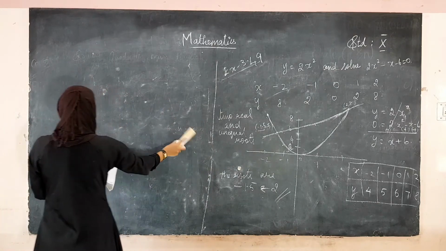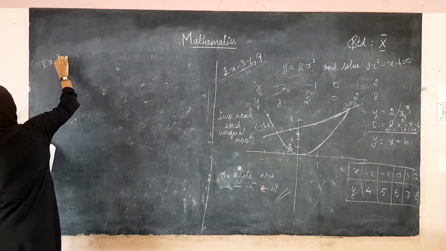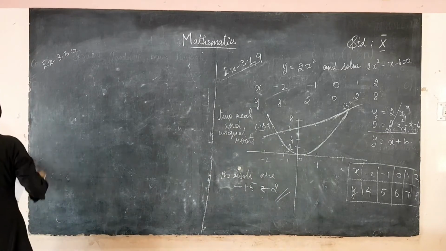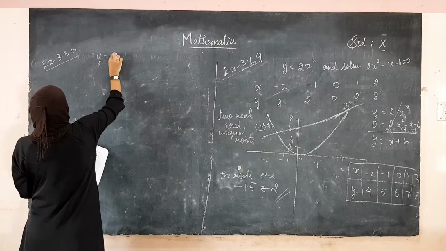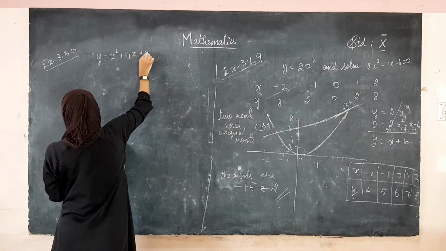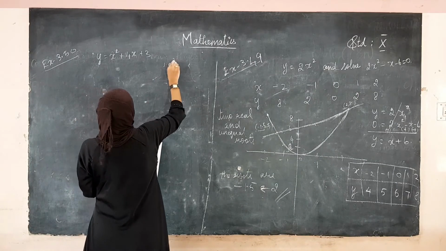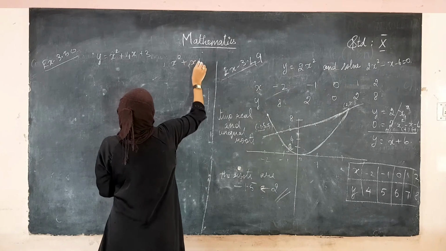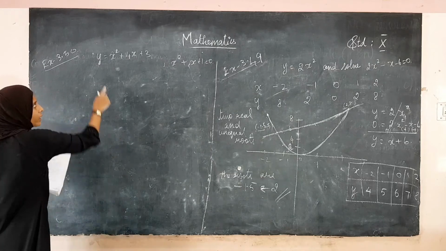Now, the next sum, example 3.50. Okay, 3.50. What's the question they have given? Draw the graph of y is equal to x squared plus 4x plus 3 and hence find the roots of the next equation they have given, x squared plus x plus 1 equal to 0. Okay, this is the question we have been given. We have to first draw the graph of this.